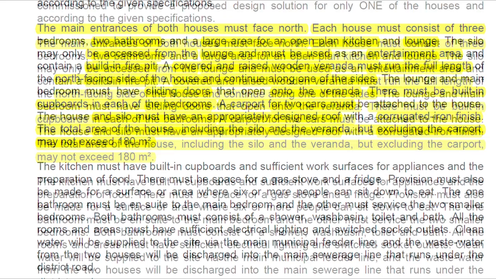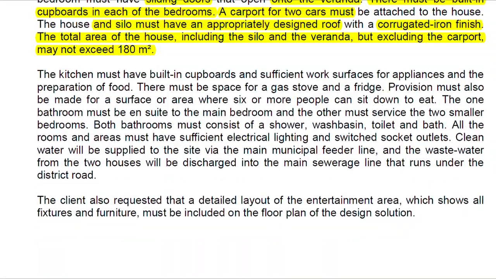Okay, what's constraining you in this project? We look at that. The kitchen must have built-in cupboards and sufficient work surfaces for appliances and the preparation of food. There must be space for a gas stove and a fridge. Provision must also be made for surface area where 6 or more people can sit down.